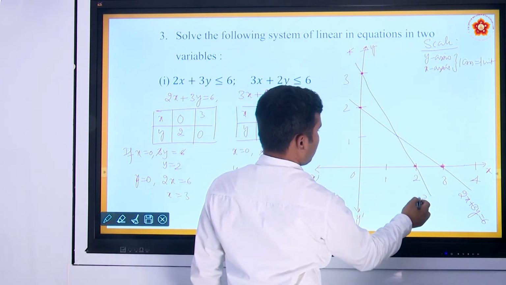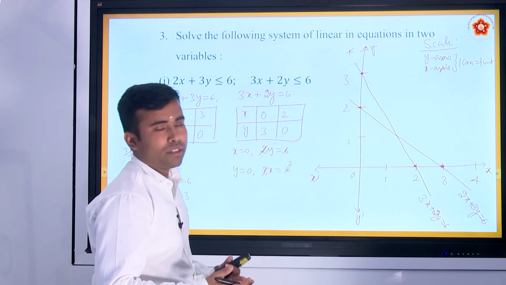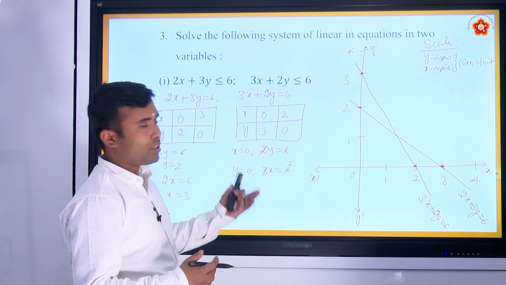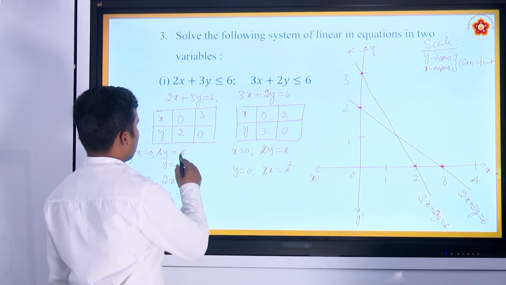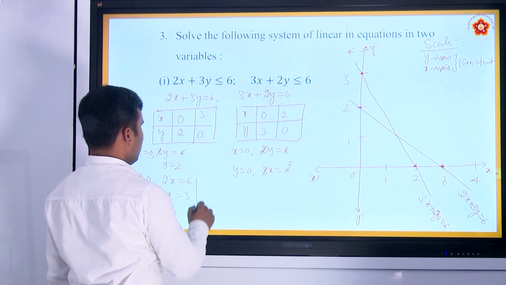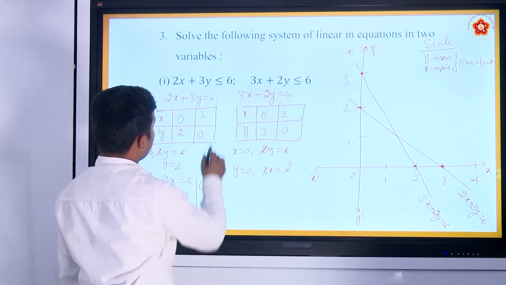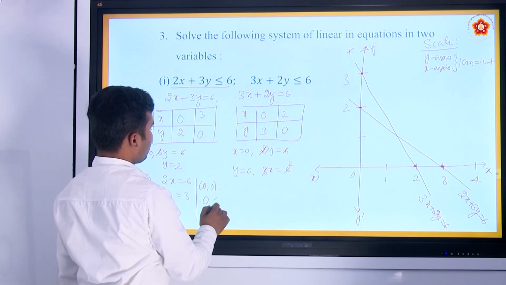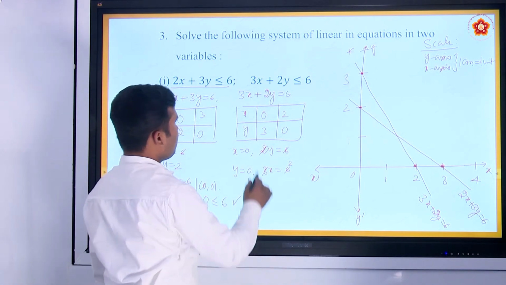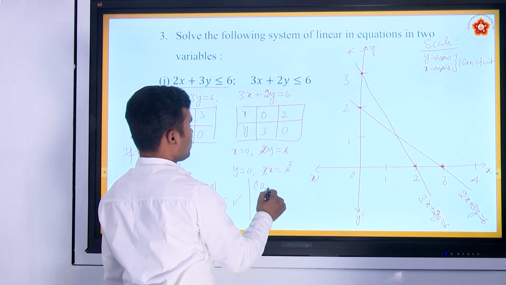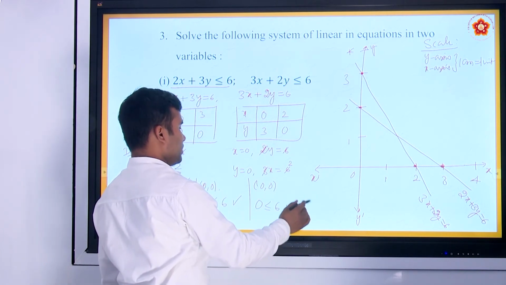This line is 3x plus 2y is equal to 6. Now let us find the common region for the given inequalities. For that, I am going to take the origin, so 0, 0. If I put 0, 0 in this inequality, you will have 0 is less than or equal to 6, which is true. Similarly, in this one, if you put x as 0 and y as 0, you will have 0 is less than or equal to 6, which is true, right?